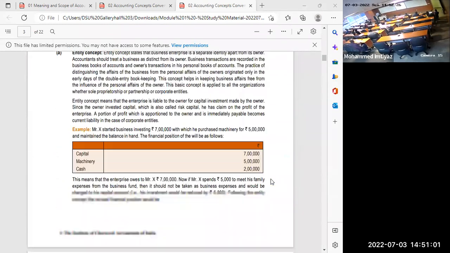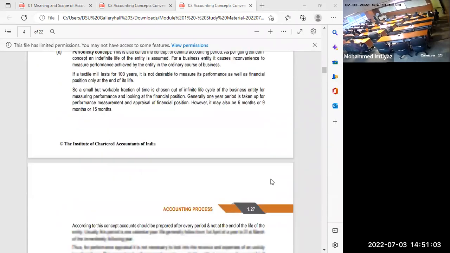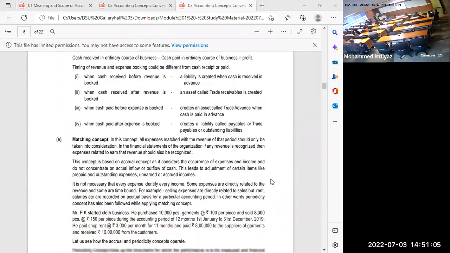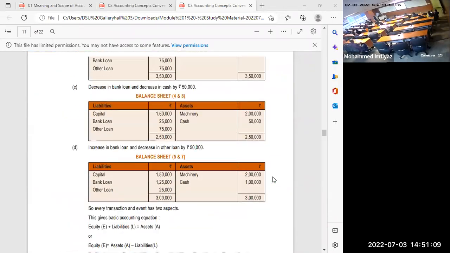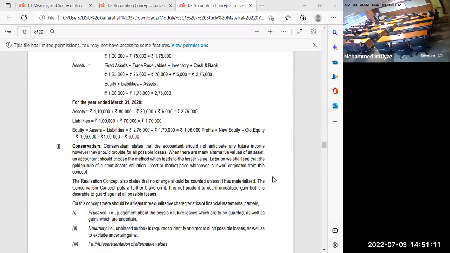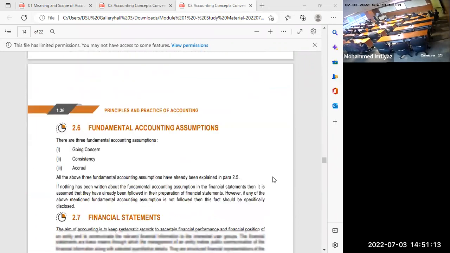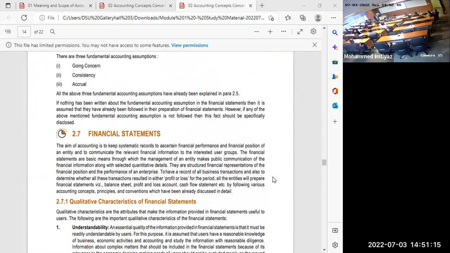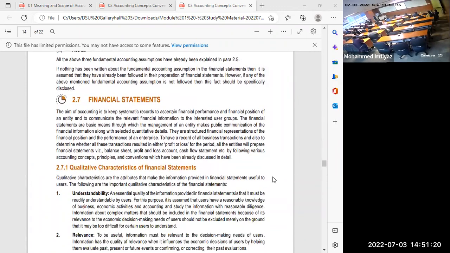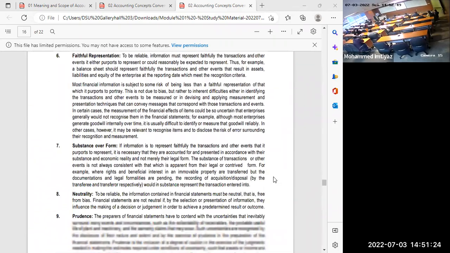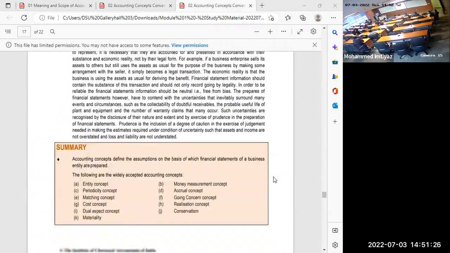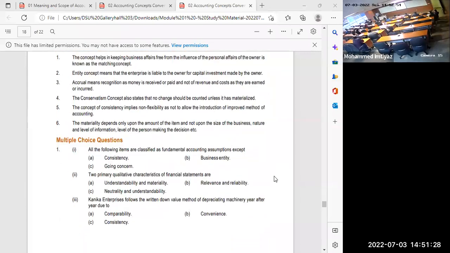Yeah, this we discussed actually. All is explained in detail in these paragraphs. You read it again later. These three also we discussed now: going concern concept, consistency, and accrual. We already discussed in the last class the financial statements. Two statements: one is the profit and loss account, another one is the balance sheet.